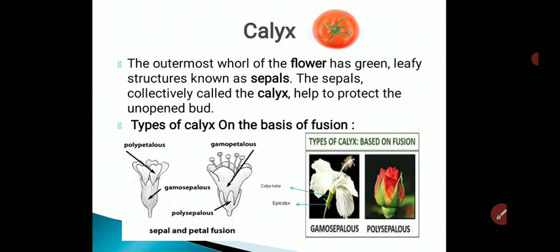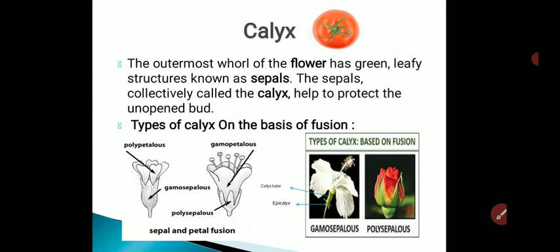Now let's see what is the nature of calyx. The sepals may be free or united. When all sepals are completely free from each other, the calyx is known as polysepalous, which is shown in this diagram. In polysepalous, the sepals are not attached to one another; they are free from each other. And when the sepals are united either partially or completely, the calyx is known as gamosepalous. For example, hibiscus.